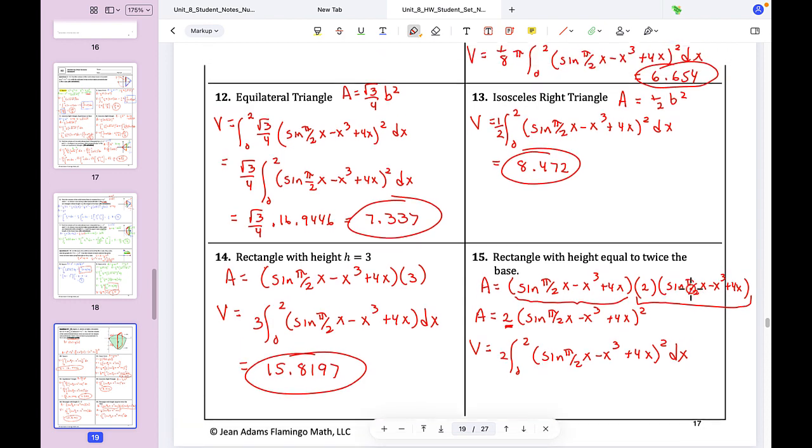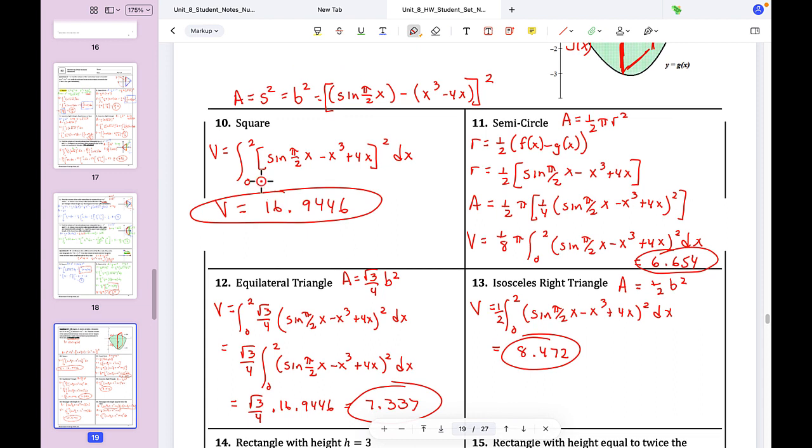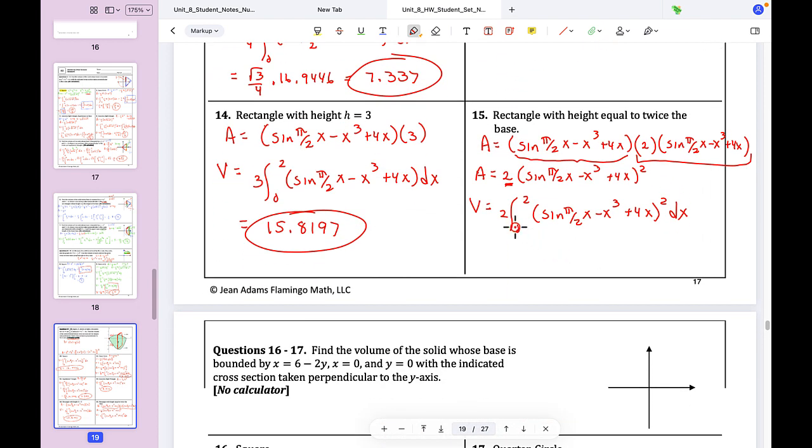When you have problems like this, you can save yourself some time because we've done that part so many times. The integral from 0 to 2 of that f of x minus g of x squared is 16.9446, right? So this is 2 times 16.9446, which comes out to 33.889. Okay, you can save yourself a lot of time.